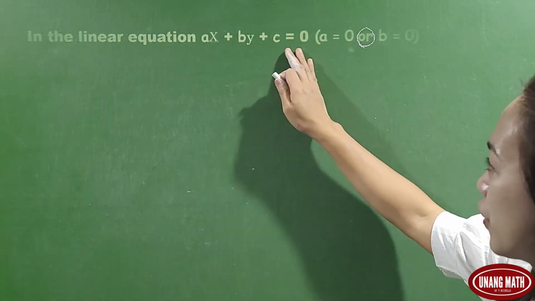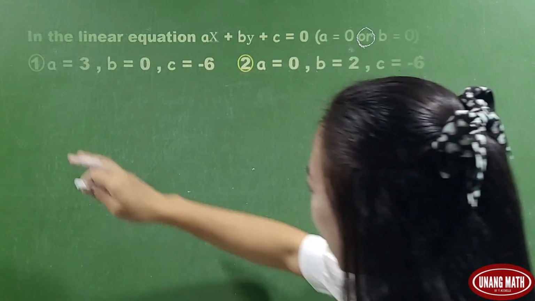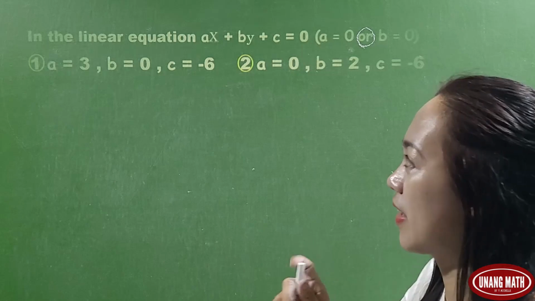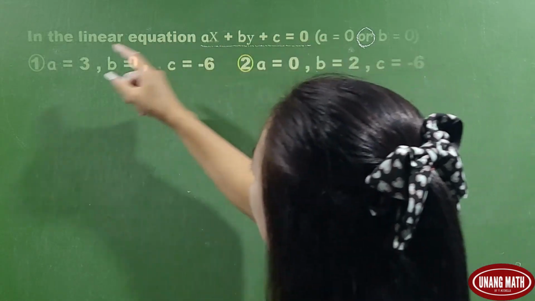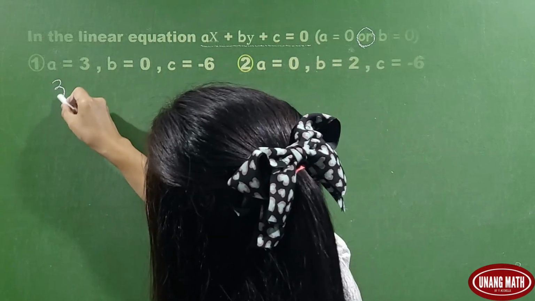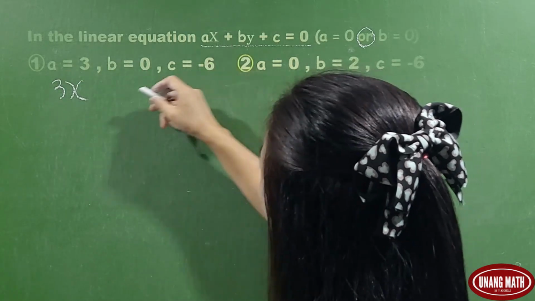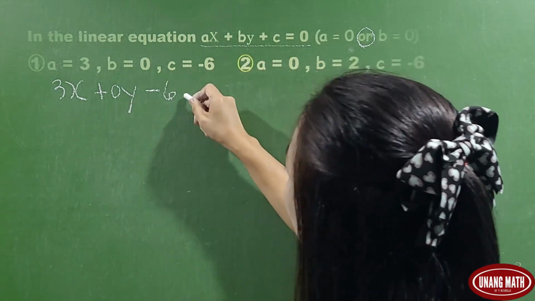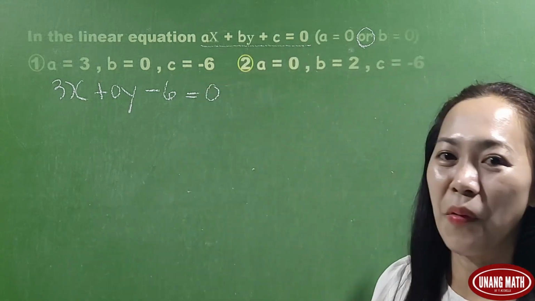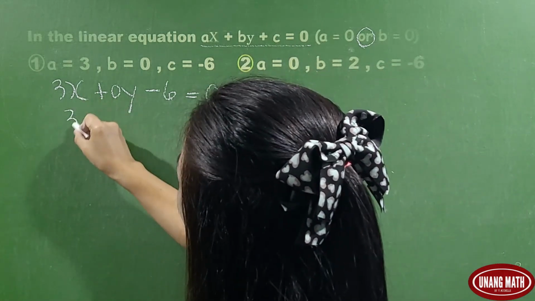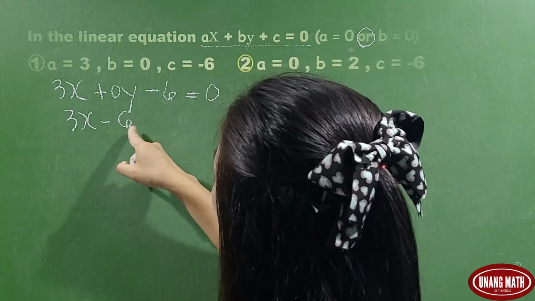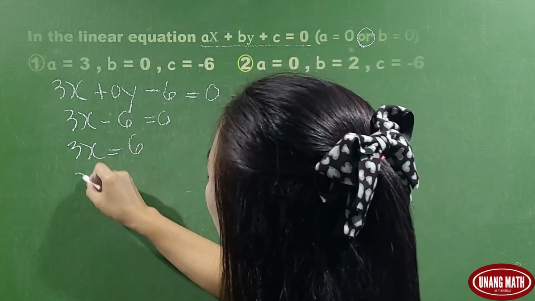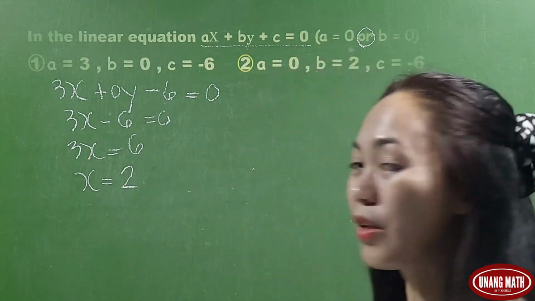Okay, let's give an example for you to understand this concept. Let's say a is equal to 3, b is 0, and c is negative 6. So in this linear equation, if a is equal to 3, then we have here 3x. B is 0, so this is plus 0y. C is negative 6, so this is minus 6, equals 0. If we simplify, then we have here 3x minus 6 is equal to 0. So this is 3x is equal to 6. So that means x is 2.